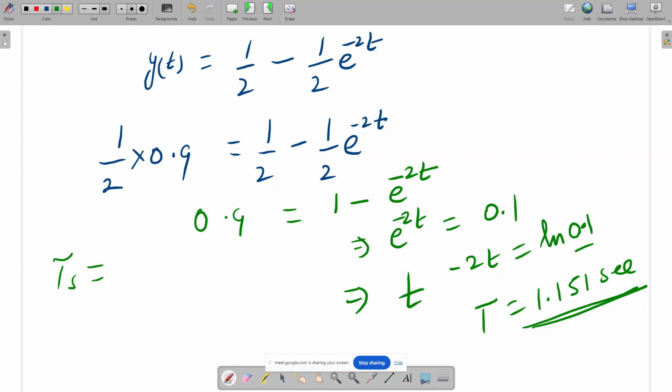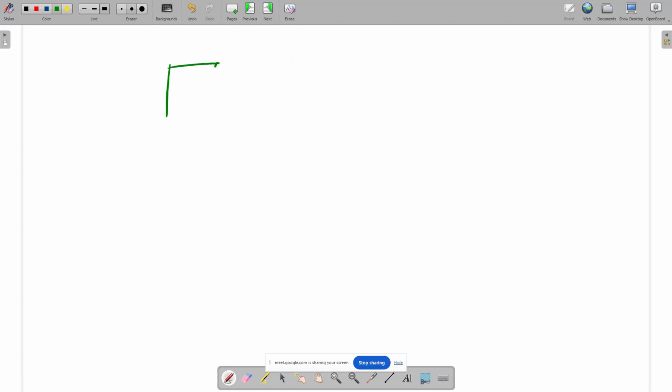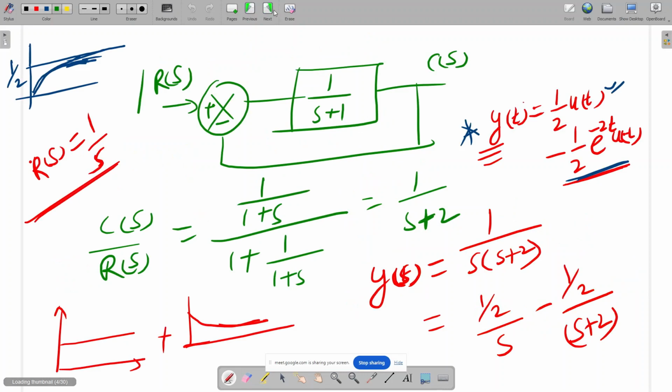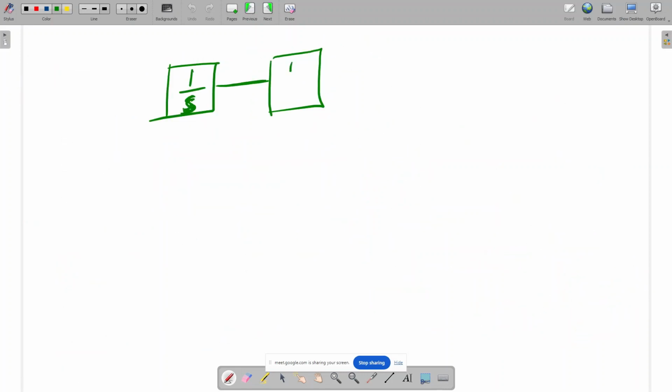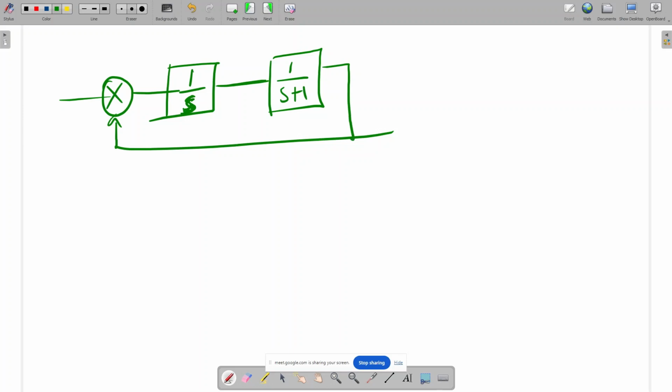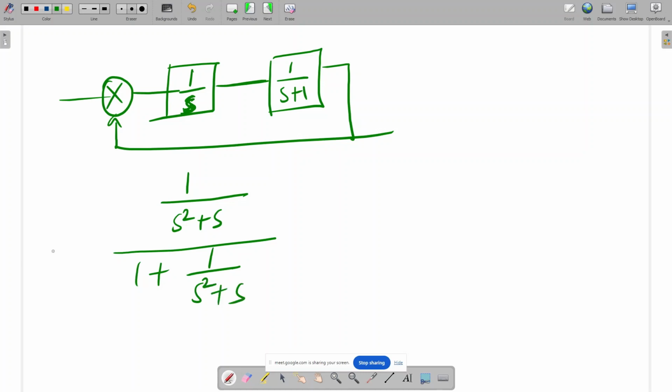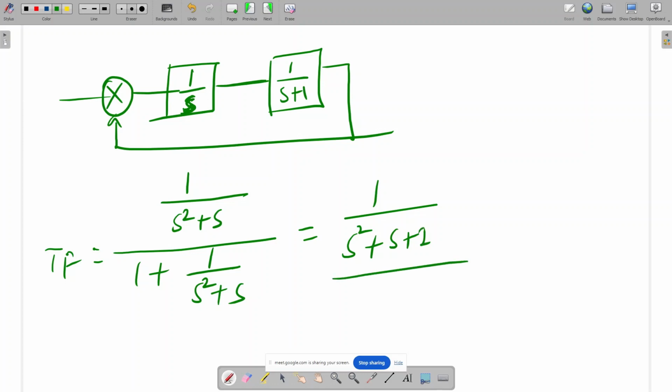Then what will happen? In the same thing, I'm adding an integral controller 1 by s. Here the transfer function was 1 by s plus 1. What will be the transfer function here? That will be 1 by s square plus s, divided by 1 plus 1 by s square plus s. This is the closed loop transfer function, so that will be 1 by s square plus s plus 1. Correct?